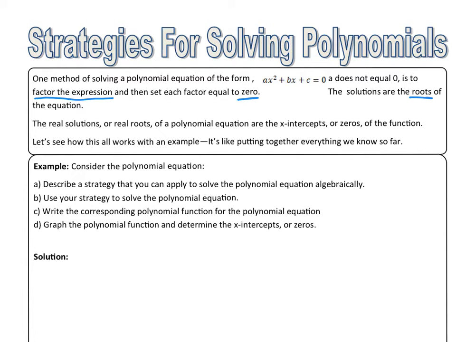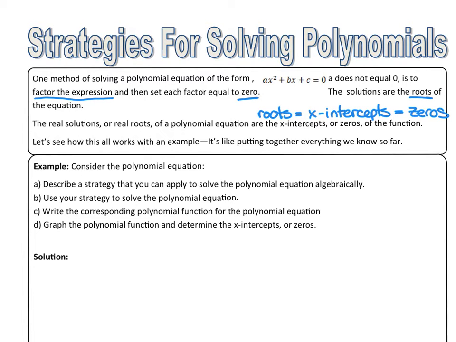So in this case, because sometimes the terminology gets me and it gets other people, roots equals x-intercepts, which also equals zeros. They all mean the same thing. So don't get confused with different questions, because some questions will say roots, some questions will say find the x-intercepts, and some questions will say zeros. It all means the same thing, okay?